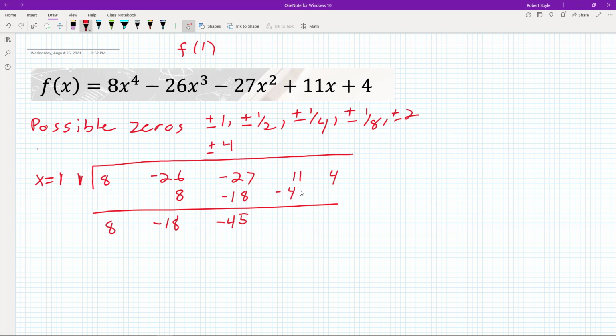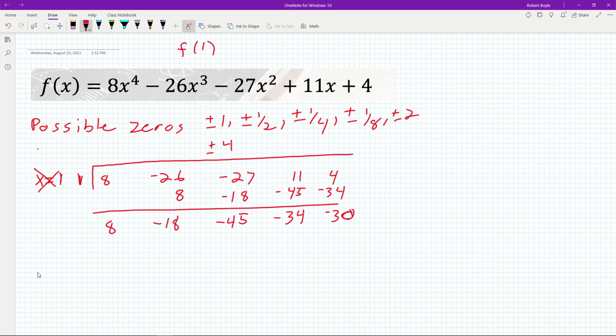Love these easy, hard multiplication problems. Negative 45 plus 11 is negative 34. Then times 1 is still negative 34. And then we add these together, we get negative 30. So it turns out that x equals 1 is not a zero.